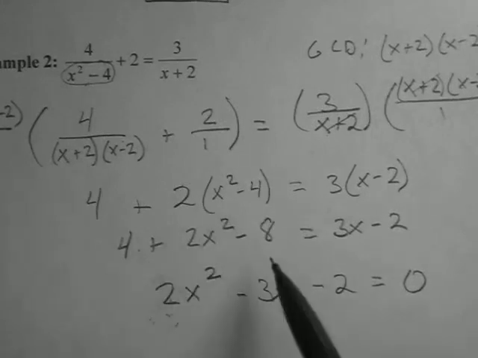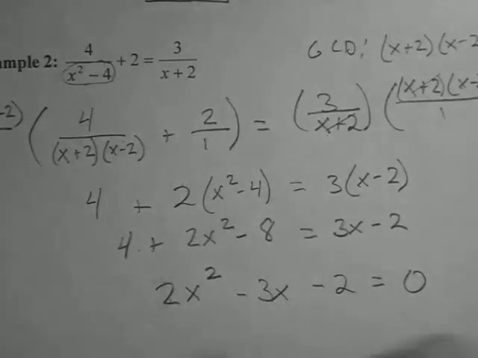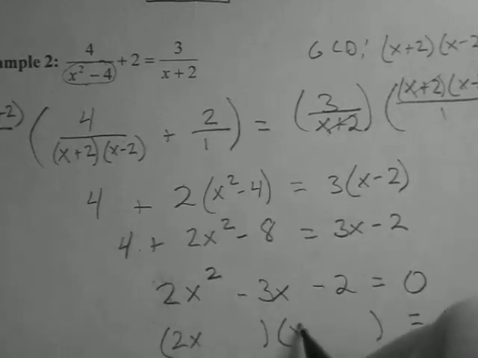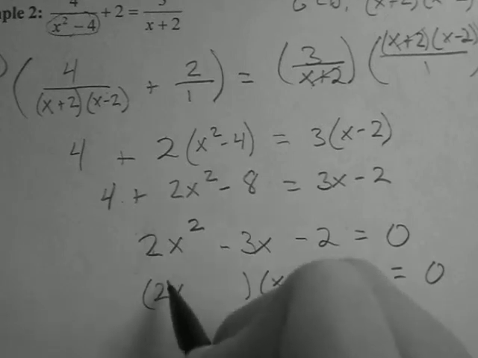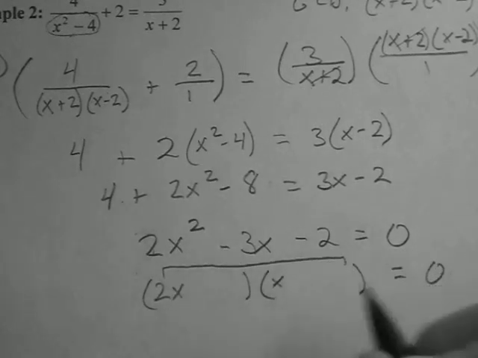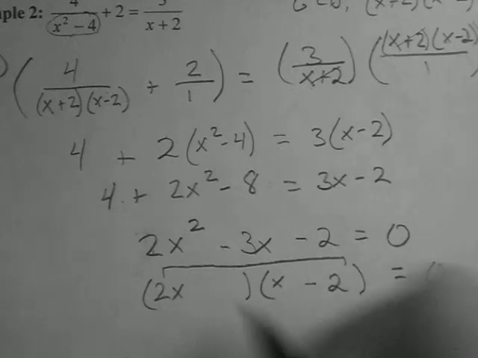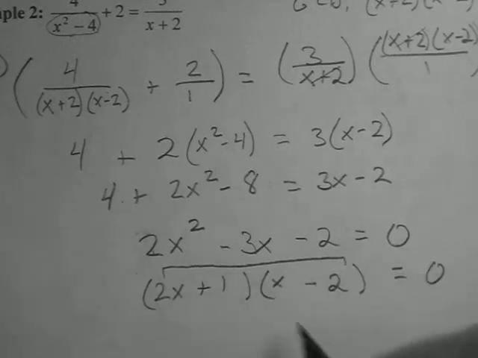Let me check my arithmetic. That's minus 4 plus 2. That should be right. Now I'm going to try to factor this. I'm not 100% sure it factors, but I think it will. And I have a leading term of 2, which is prime, so I can say 2x and x. And I need to find my factors of 2 that somehow combine to give me negative 3. I know that if I say 2 times negative 2, that's going to give me negative 4x. And if I add my 1x, that gets me to negative 3, and it still multiplies to negative 2.